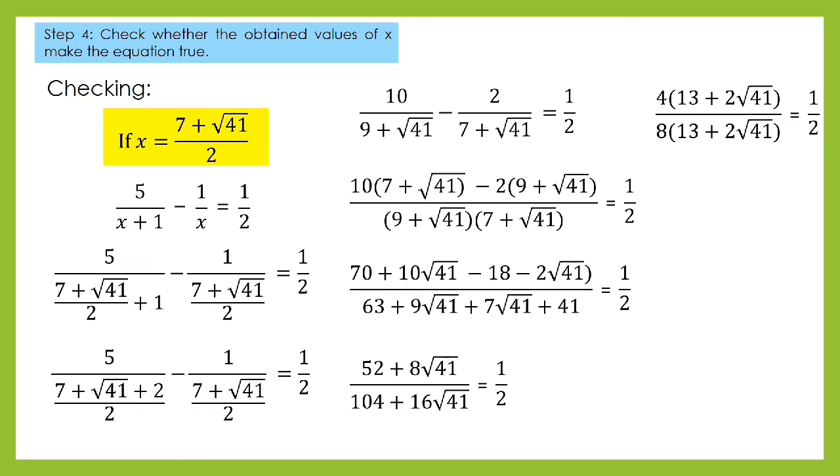There. Do you see what I see? Okay, so we have 13 plus 2 square root of 41 in the numerator, and 13 plus 2 square root of 41 in the denominator. We can cancel them. So what remains is 4 over 8 on the left side, and on the right side is 1/2. Let's simplify 4 over 8, that is equal to 1/2, equals 1/2.